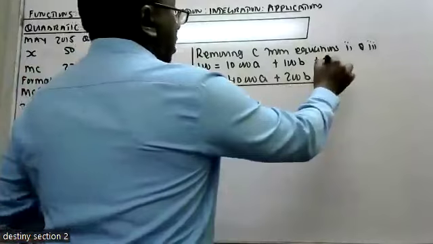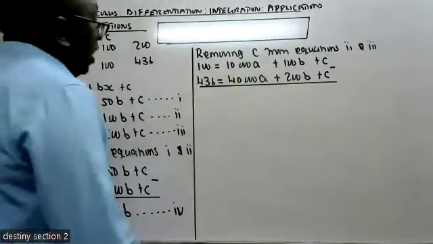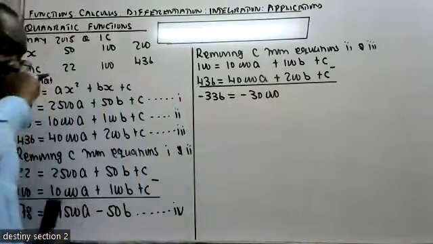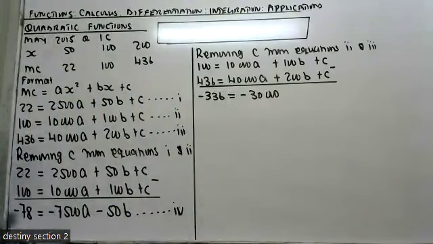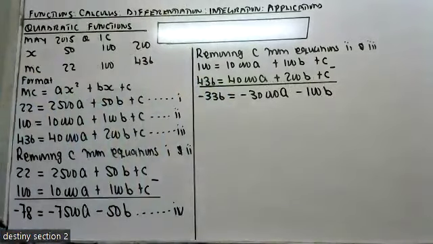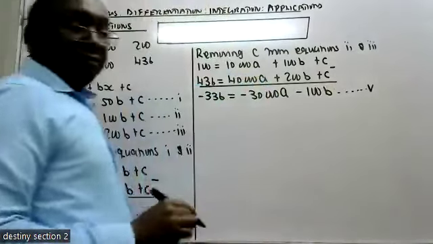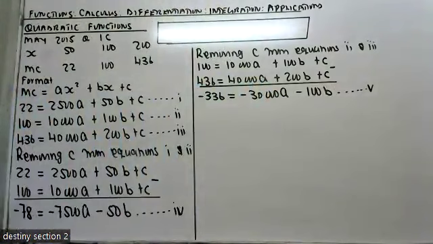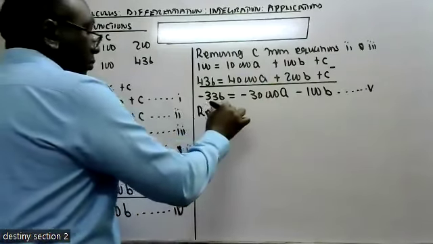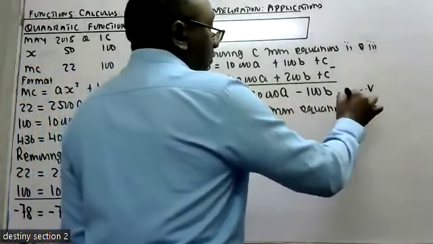Now, this one, if you subtract, you get minus 336 equals 30,000A minus 100B. And this one we are going to call equation number 5. Now we will proceed and say, removing B from equations 4 and 5.